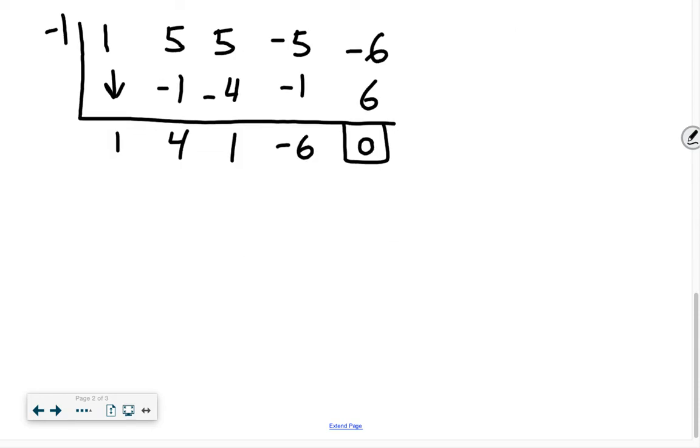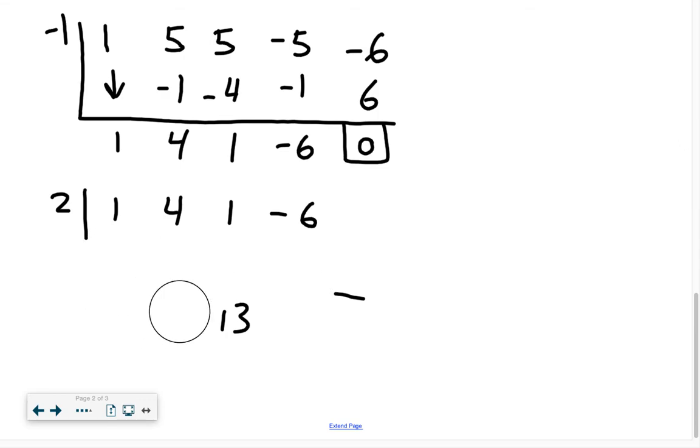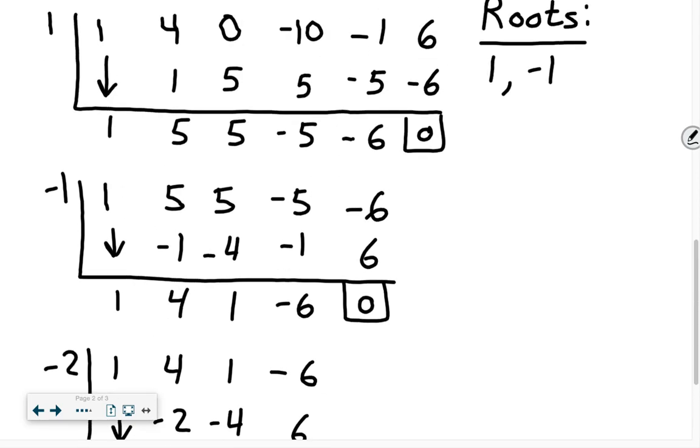Let's try 2. So 2, 1, 4, 1, -6. Drop the 1, 2, 6, 12, 13. And as you can see, that's not going to work for us, because we're going to get a remainder other than 0. So we can actually cross +2 off our list. We'll know in the back of our mind, never try 2 again because it's not going to work for us. Let's go ahead and try -2. Drop the 1, -2, 2, -4, -3, 6, and voila. So it appears that -2 is going to be a root for us.